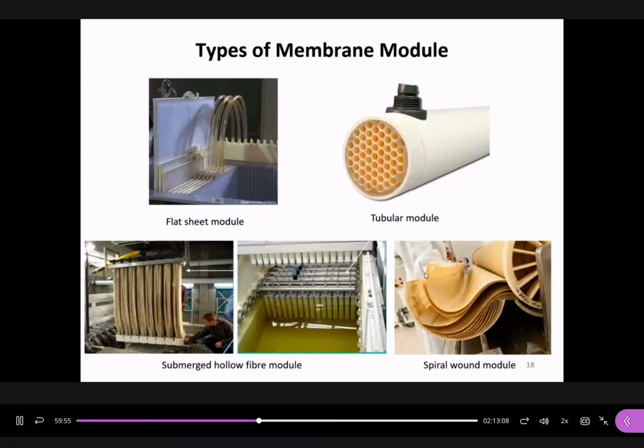And this hollow fiber is typically for ultra and microfiltration. Spiral wound is for reverse osmosis or nanofiltration, right? Why do we have this configuration? For ultra and micro, we also do backwashing. Imagine this hollow fiber, you can do backwashing. But for reverse osmosis and nanofiltration, we do not do backwashing. Why?